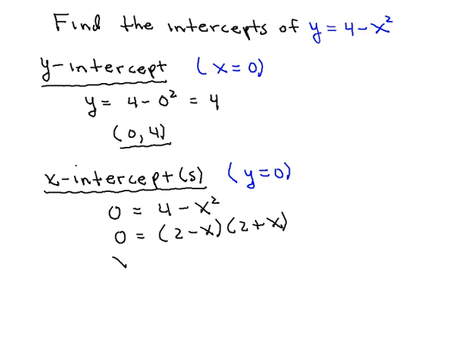And then setting each factor to 0, we have x is equal to 2 or x is equal to negative 2. So we can say the x-intercepts will be the points (2, 0) and (negative 2, 0).